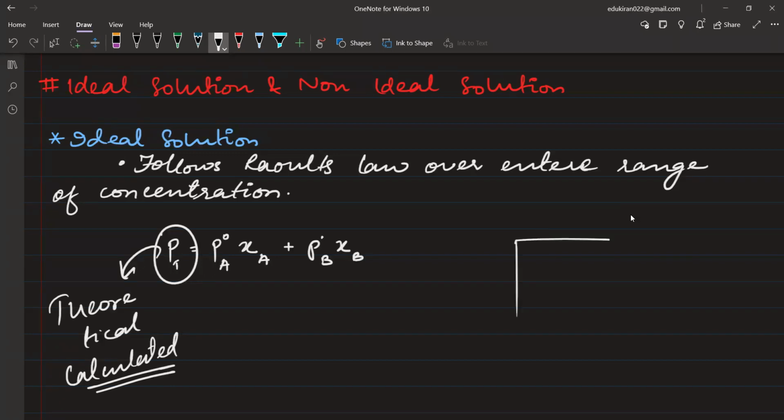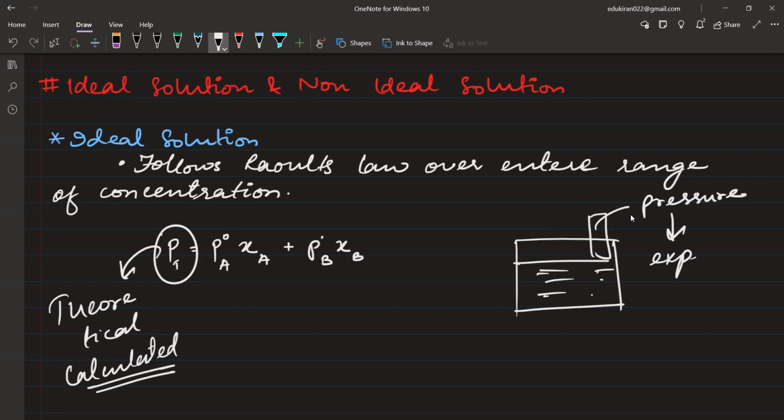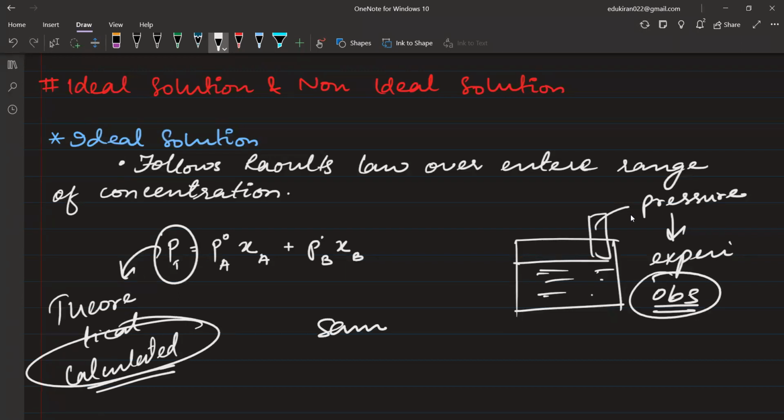After that, I took benzene, I took toluene, I mixed them, and then I put a manometer here, which is going to read the pressure. So I will do the experiment and I will get the experimental pressure, or the observed pressure. Now, if the calculated and the observed pressure are the same, we will say that it follows Raoult's law. Isn't it? Only then the observed pressure of this solution is equal to the calculated. That means it is going to follow Raoult's law.